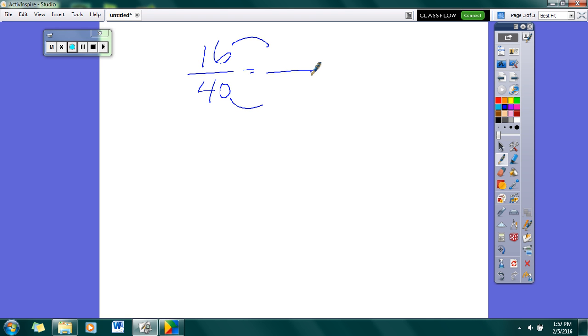What factor can go into both 16 and 40? I'm thinking off the top of my head, I know 8. So I'm going to divide both my numerator and my denominator by 8. So I get 16 divided by 8 is 2, and 40 divided by 8 is 5. I ask myself, is there a number that can go into both 2 and 5 evenly? The answer to that question is no. So I know this is my simplest form ratio.